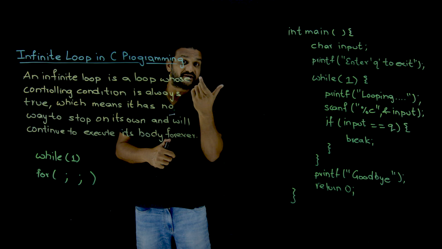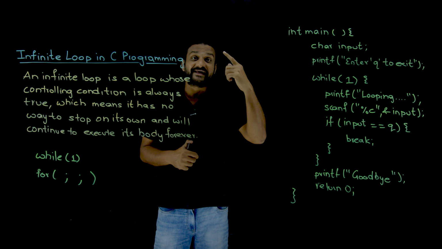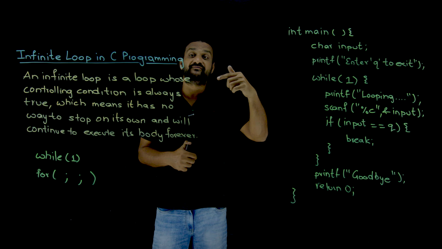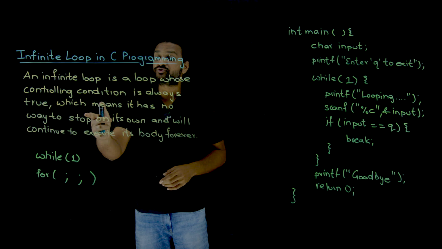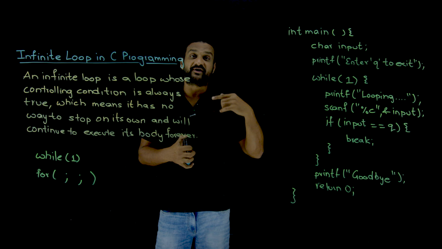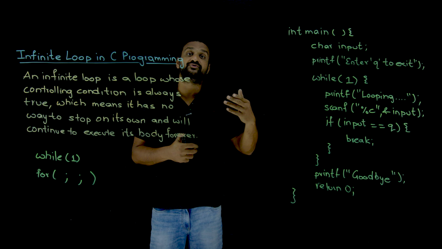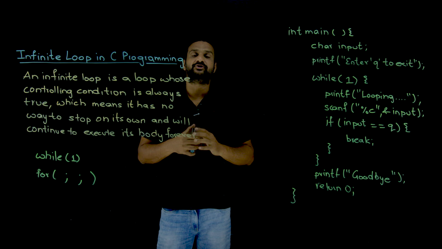If the conditional statement of the loop is always true, then that loop is going to become an infinite loop. Which means that it has no way to stop on its own and will continue to execute its body forever. So the loop's body is going to execute forever. Those loops are called infinite loops.